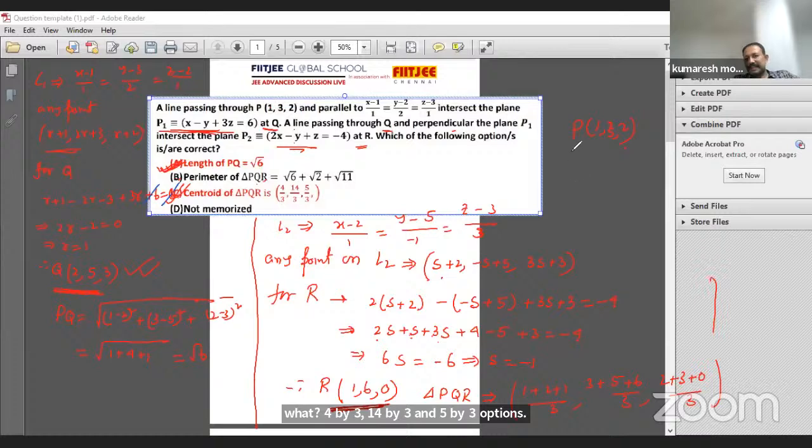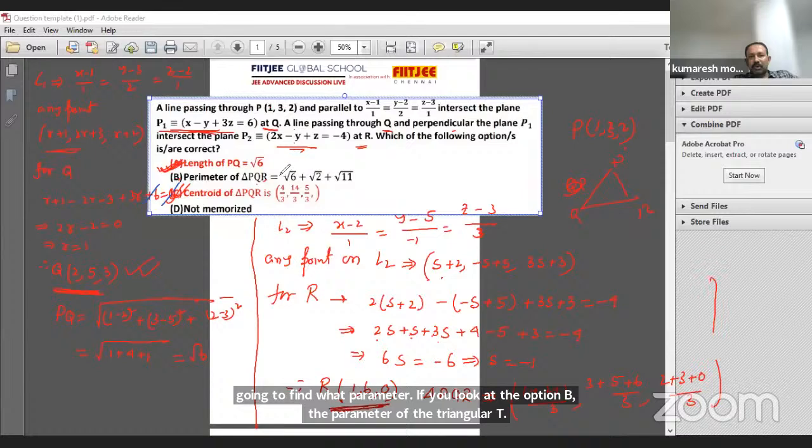I have not found the value of the perimeter yet. Now all the 3 points are known to us, and we already knew the PQ length, which is root 6, right? We're going to find the perimeter. So now we need to find RQ. If you look at option B, the perimeter of the triangle PQR.